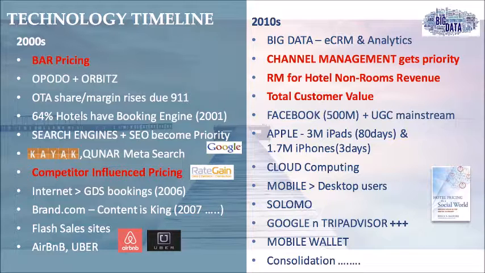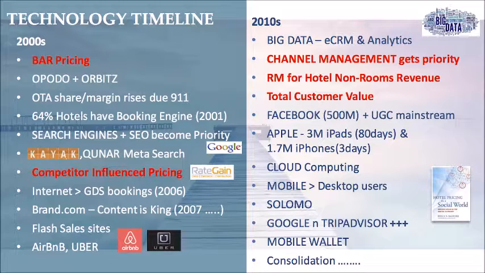Apple, just to show you the prevalence of mobile, in just 80 days they sold 3 million iPads, and in 3 days they sold 1.7 million iPhones. Those numbers will continue to go up, and that's just Apple. Then cloud computing, of course, meant that your data and information is available everywhere. You're not tied to any location, in fact.